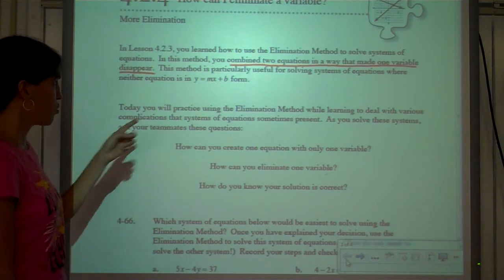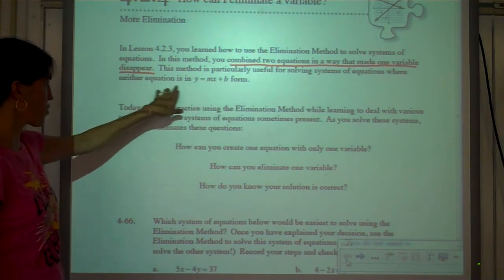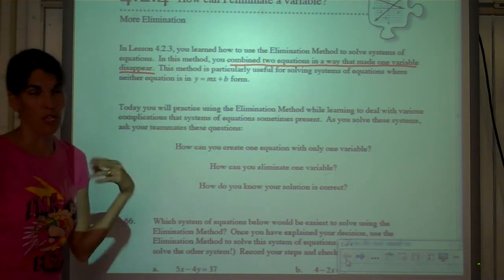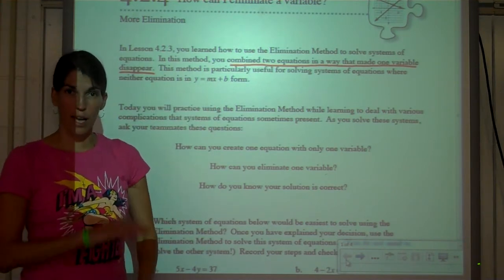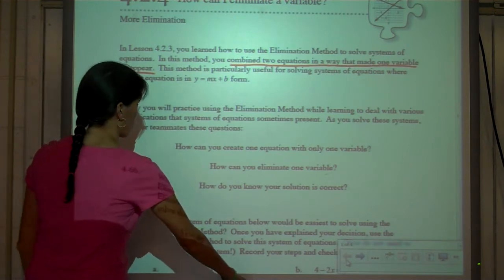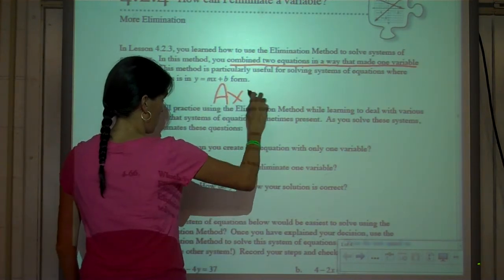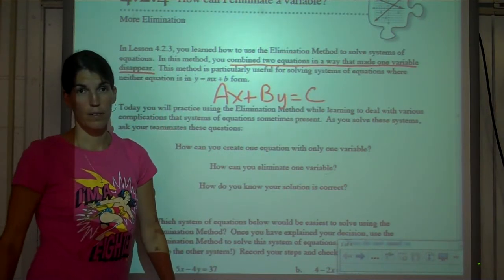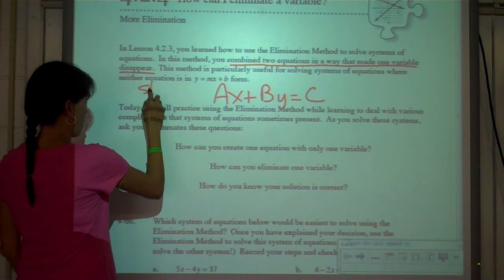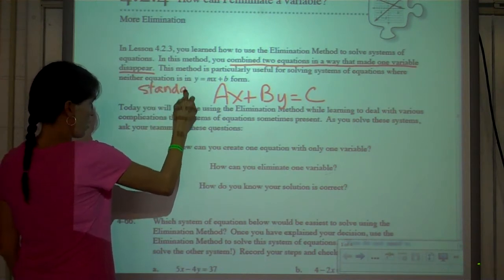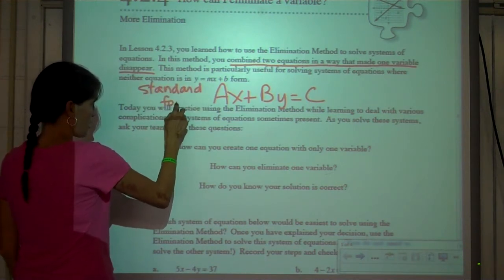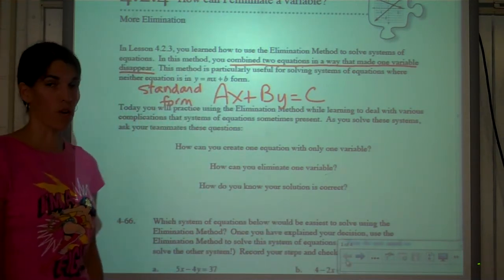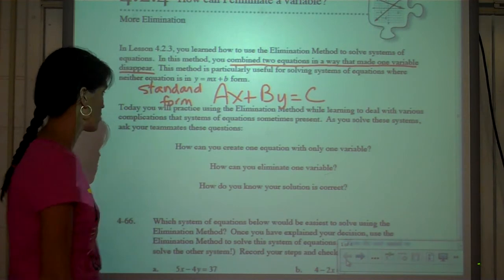This method is particularly useful for solving systems of equations where neither equation is in y equals mx plus b form, which is slope-intercept form. Do you remember what the setup generally is for elimination? It looks like this: ax plus by equals c. Do you remember what that's called? It's called standard form. So a lot of times we do elimination when both equations are in standard form. Don't forget, a system of equations is two or more equations with the same variables.